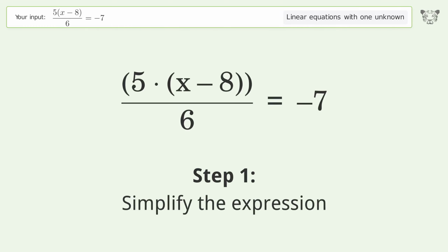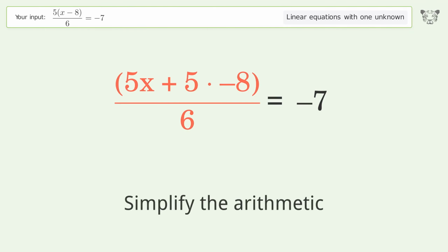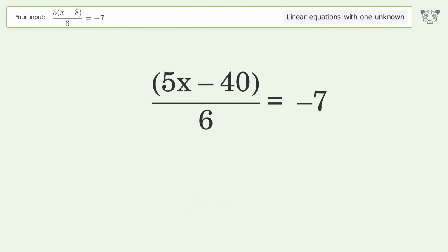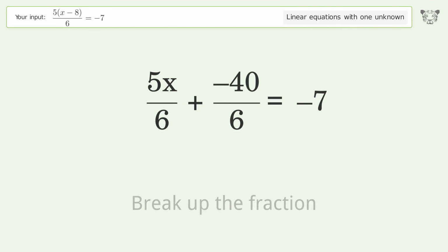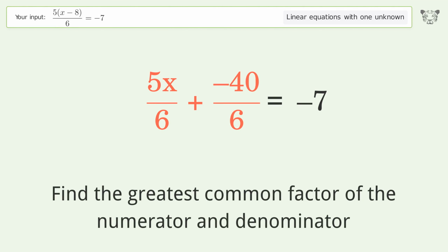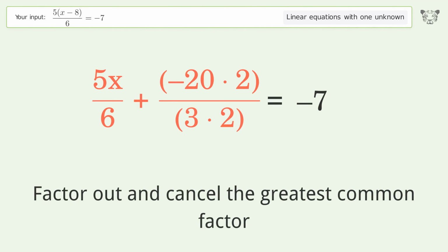Simplify the expression. Expand the parentheses. Simplify the arithmetic. Break up the fraction. Find the greatest common factor of the numerator and denominator. Factor out and cancel the greatest common factor.